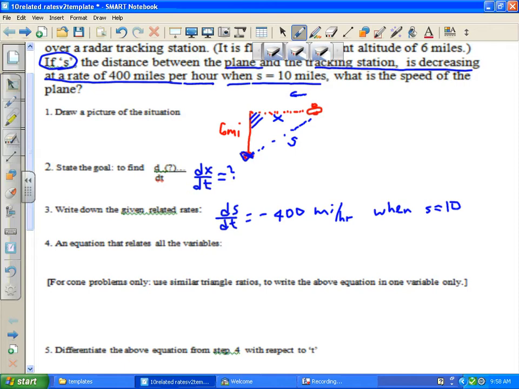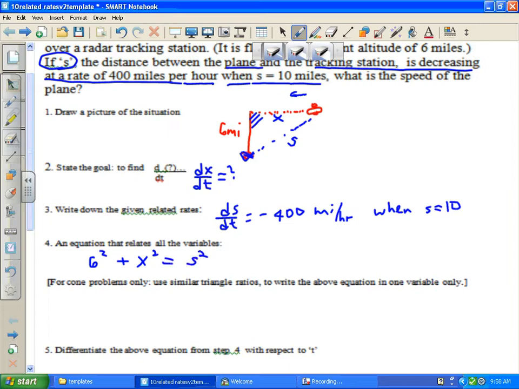Good. You have a right triangle, right? At any given moment, you have a right triangle as this plane is moving, with the sides of 6, x, and s. And the Pythagorean theorem, you will see, will get a lot of use in this chapter, in this section. So what would the Pythagorean theorem say about this right triangle? 6 squared plus x squared equals s squared.